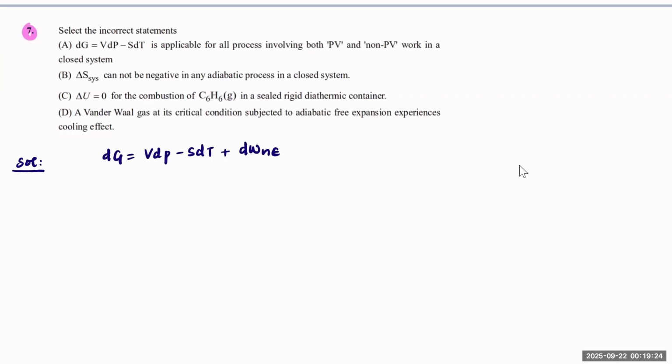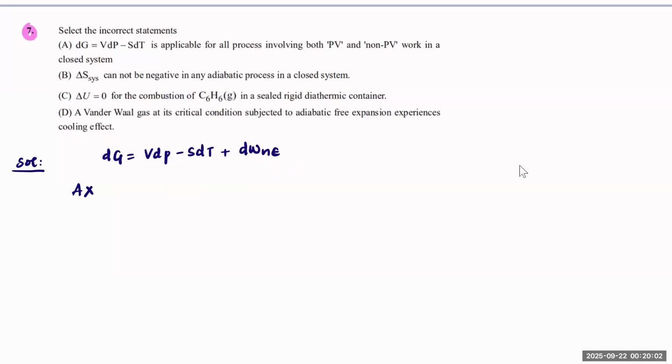Any doubt? So, is this formula only for one which is involving PV work and non-expansive work, correct? Because if non-expansive work is involved, then I have to take this also into account. But is the equation given that way? No. So that means A is incorrect. A is an incorrect statement. Clear? So it is for PV as well as non-PV. If you have to represent both, then this is the correct formula.